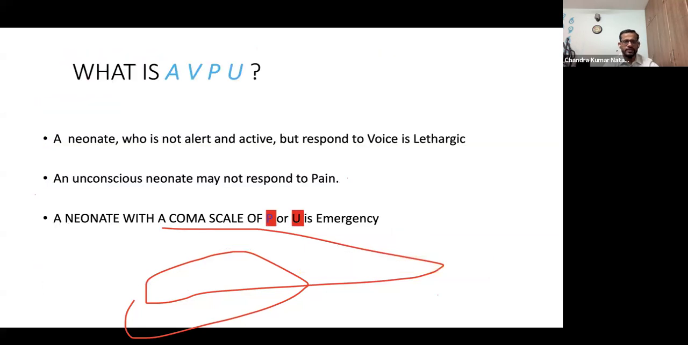Okay, right. In pediatric cases, you must be familiar with the AVPU scale also. A neonate who is not alert and active but responds only to voice is lethargic. An unconscious neonate may not respond to pain. A neonate who is unresponsive or responds only to pain is an emergency. A baby who responds to voice is considered lethargic and could be a priority case. An alert baby is a non-emergency case.